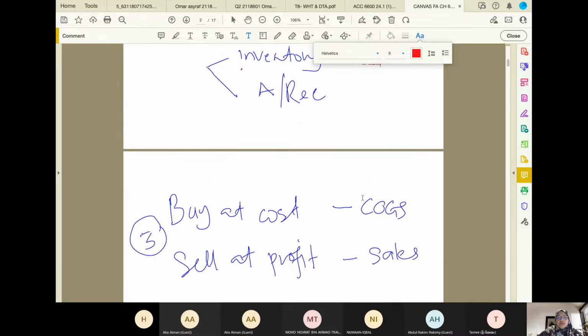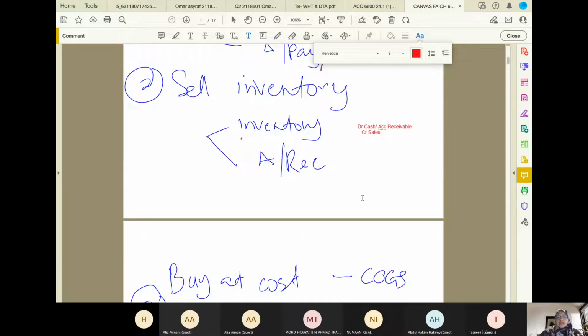But later, you also have to do another entry: you're going to debit your cost of goods sold. This is how you record the credit of your inventory. So when you make a sale, there are two transactions involved. One is to record the sales at the selling price, and then you also want to record the movement of your inventory. When you make sales, there's a credit of inventory, and you record that by creating one account named cost of goods sold, or COGS.